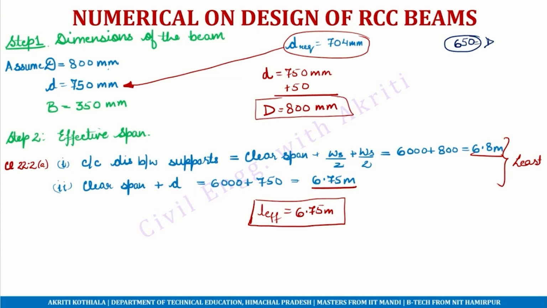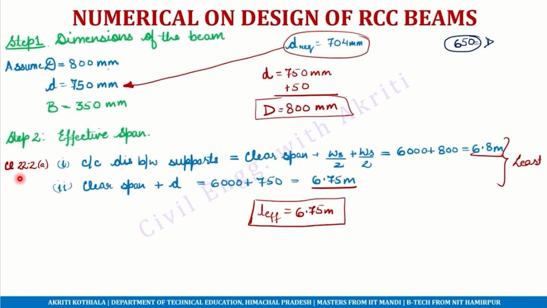So I can simply write that the new dimensions of the beam are overall depth 800 mm, effective depth 750 mm, and the width we are not changing and is equal to 350 mm as calculated in the previous part of the question. So step 2 is effective span. Now since we have changed the value of D, obviously this calculation will change slightly.